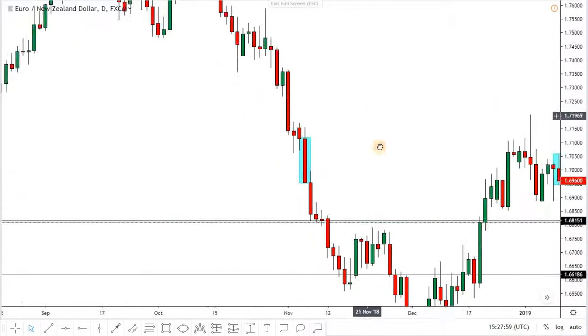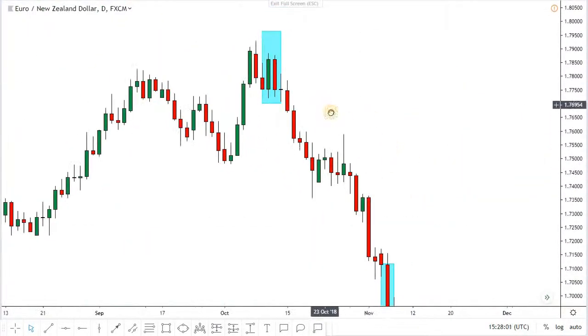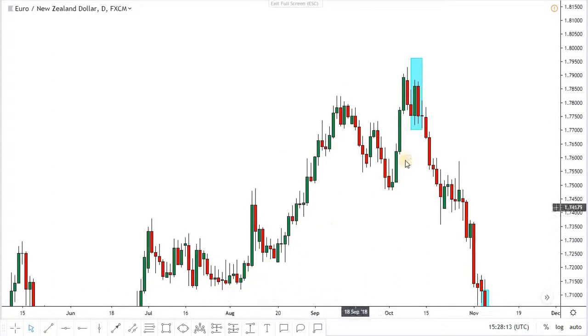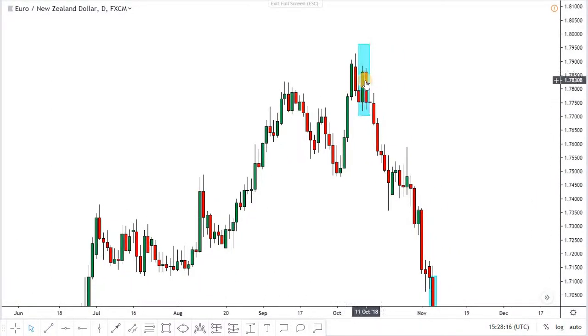What else do we have? Yes, an engulfing candlestick formation. The second is red, so it's a bearish engulfing candlestick formation. The second candlestick engulfed the first candlestick. It came after a very long uptrend. What happened? Boom, the price declined very hard.